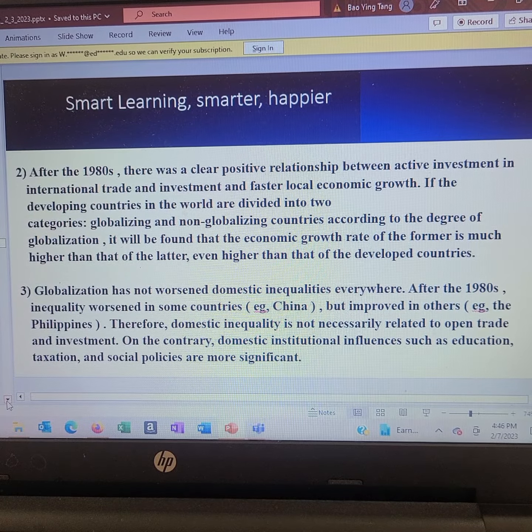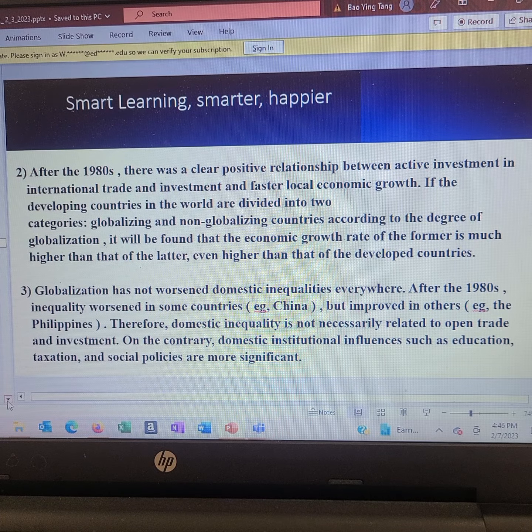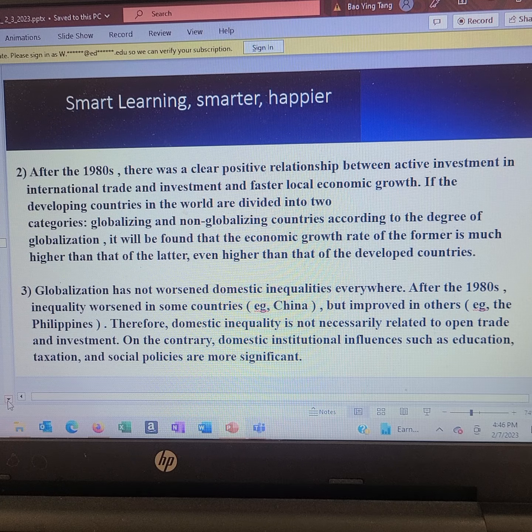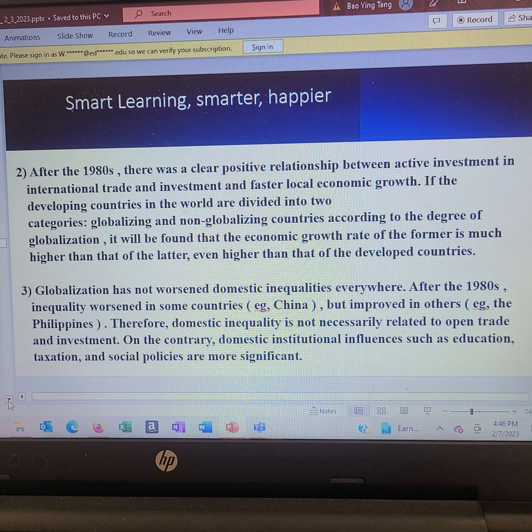Second, after the 1980s, there was a clear positive relationship between active participation in international trade and investment and faster local economic growth. If the developing countries in the world are divided into two categories, globalizing and non-globalizing countries, according to the degree of globalization, it will be found that the economic growth rate of the former is much higher than that of the latter, even higher than that of the developed countries.